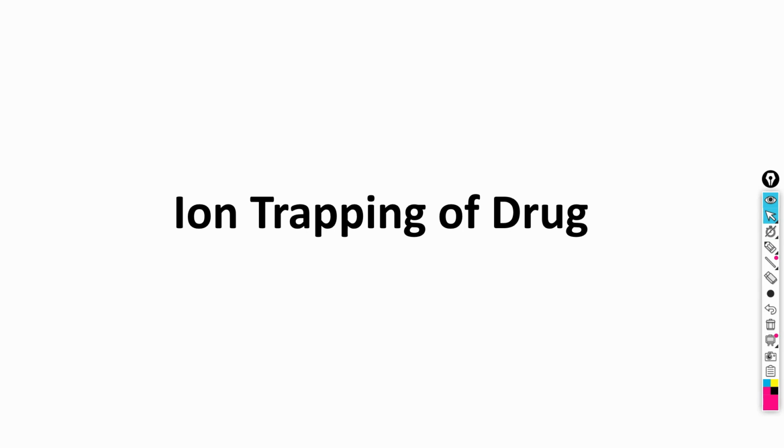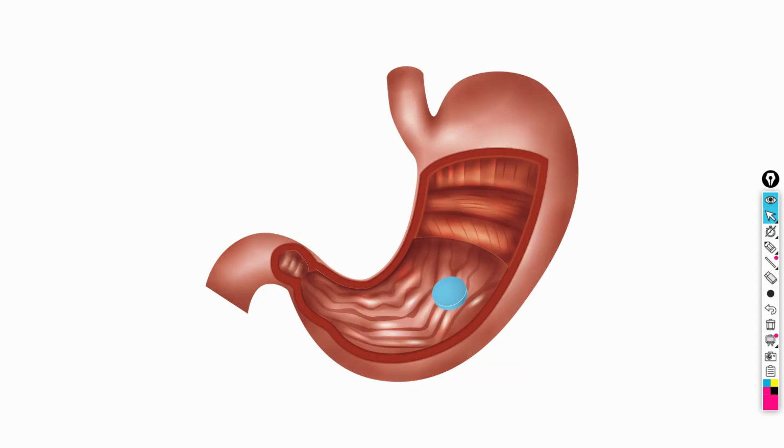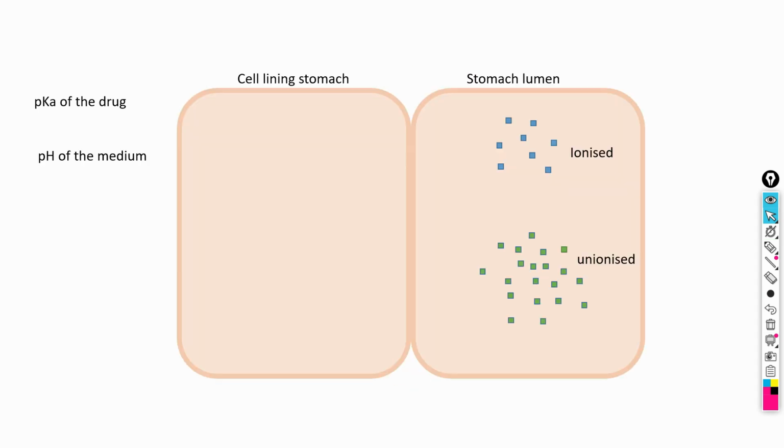In this video, we'll talk about ion trapping of drug. Let's understand this with the help of an example. Say a patient has consumed a tablet of aspirin. As soon as it reaches the stomach, it disintegrates in the stomach into ionized and unionized form.